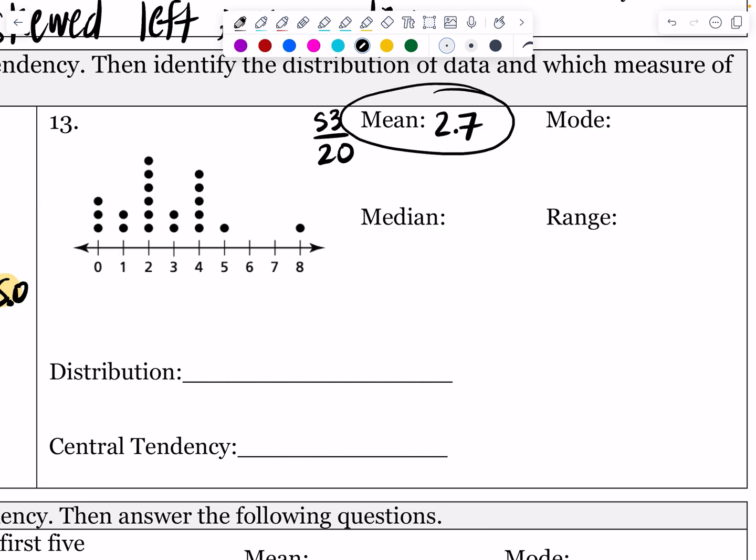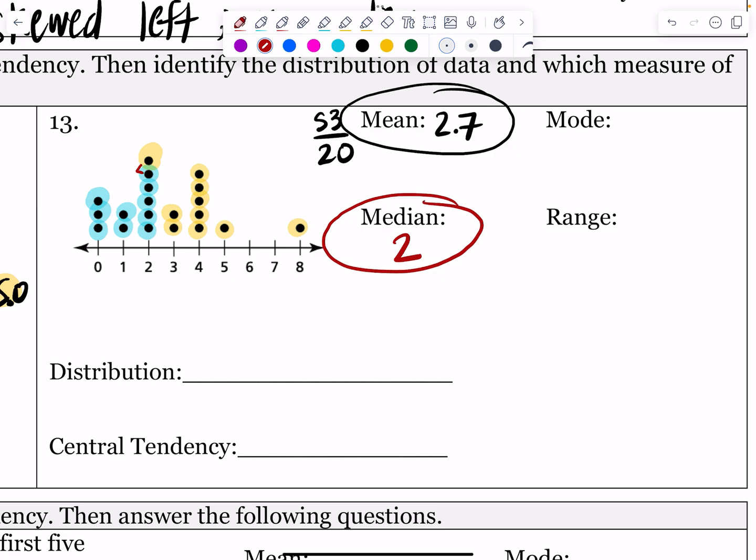Okay, what's our median? Our median, we'd find the middle. So you can color code if you need to. There's 20. So 1, 2, 3, 4, 5, 6, 7, 8, 9, 10. And then you're going to have 1, 2, 3, 4, 5, 6, 7, 8, 9, 10. What's going to be the median? It's going to be the middle of these two. What's the middle of 2 and 2? The middle of 2 and 2 is going to be 2.